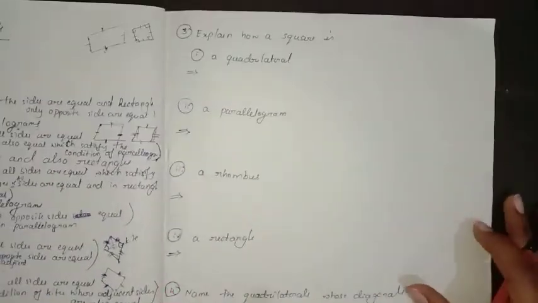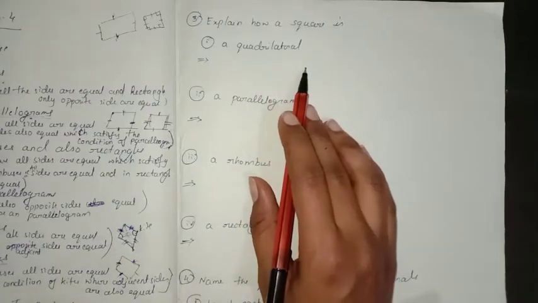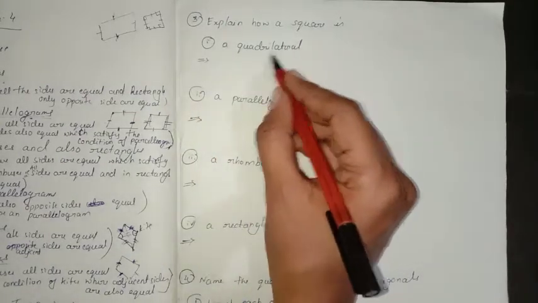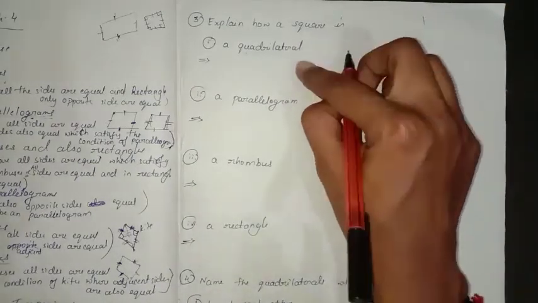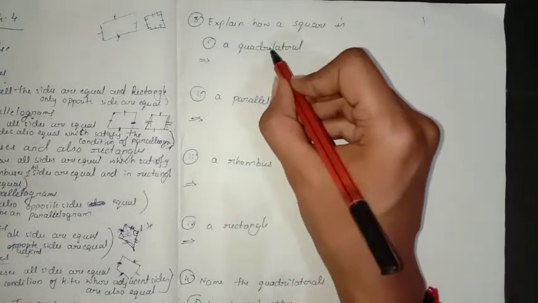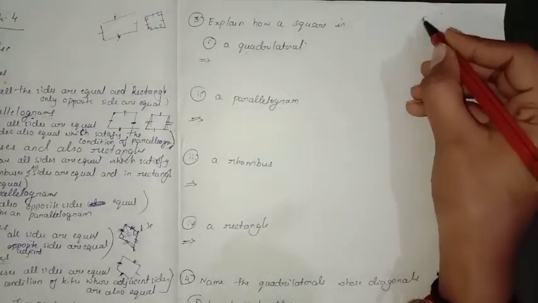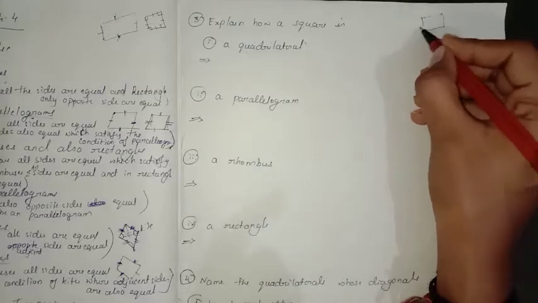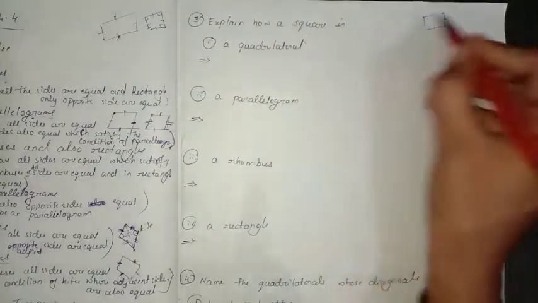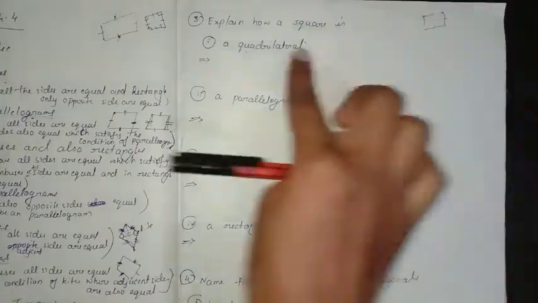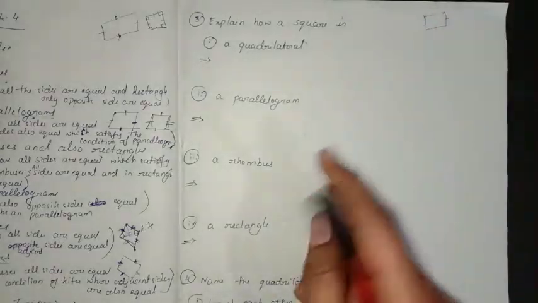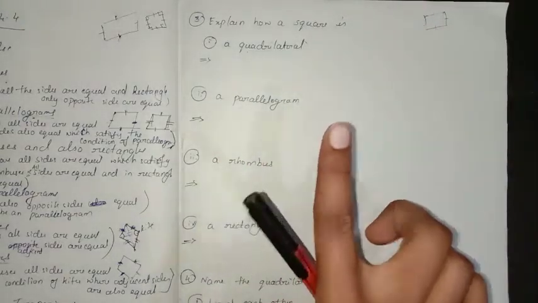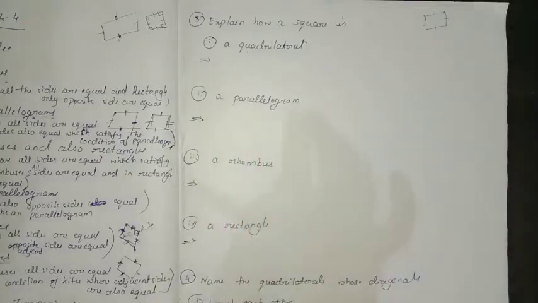Let's move to the third one. Explain how a square is a quadrilateral. What is the condition for a quadrilateral? We should have a closed figure with 4 sides. Quadra means 4, lateral means sides. So if any figure is a closed figure containing 4 sides, then it is called a quadrilateral.